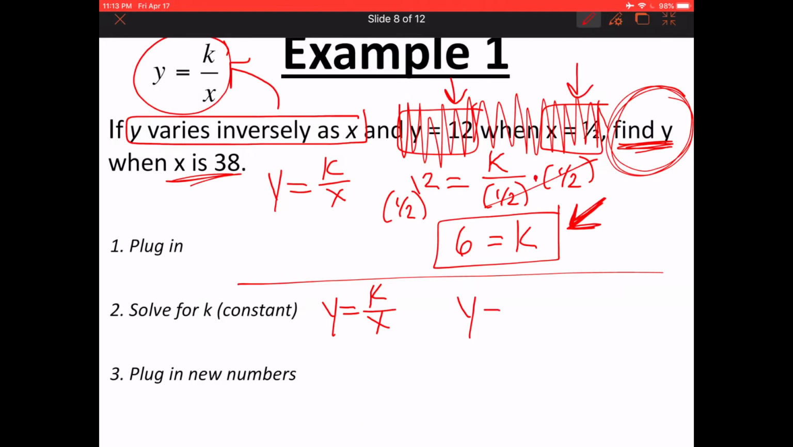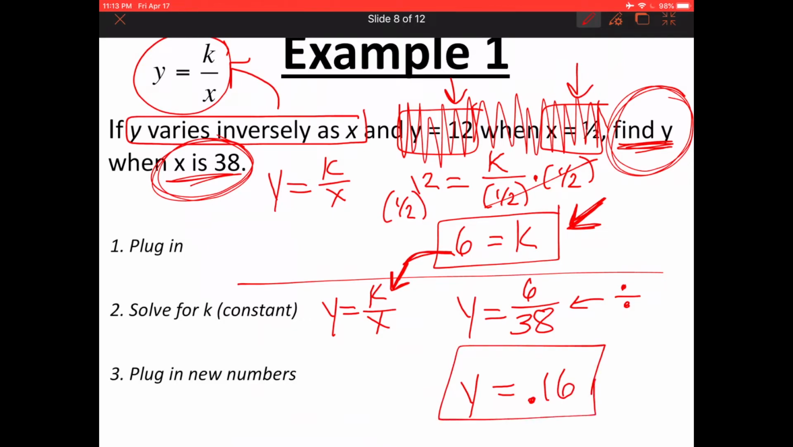So I'm going to leave y as a variable. For k, I can now plug in 6 because that's what we just discovered k is. And for x, I'm going to put 38 because that comes straight from the directions. So y equals 6 over 38. So I just put that into the calculator. Remember, my fraction bar is the operation division. So my final answer is y equals 0.16. So this would be your answer to the question. Okay, guys, find y when x is 38. Y is 0.16.